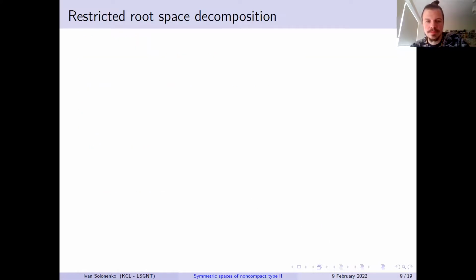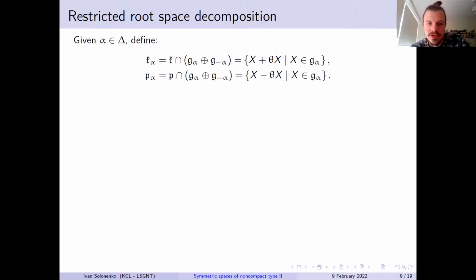All right, let's go. So given alpha a given root, I define the following two things. I define K alpha as the intersection: I take G alpha, I take G minus alpha, I take their sum, and I intersect this with K. In other words, I take all possible vectors of the form x plus theta x, where x is in G alpha. And for P alpha, I do the same. I intersect P with this sum, and this will be of the form x minus theta x, where x is in G alpha.